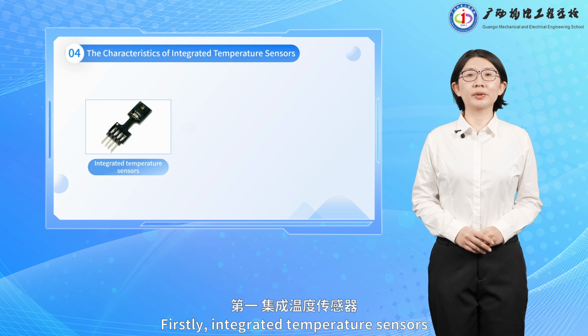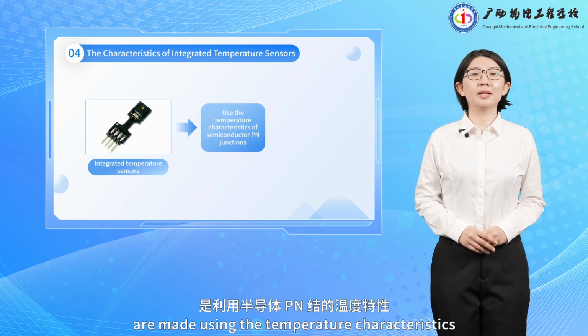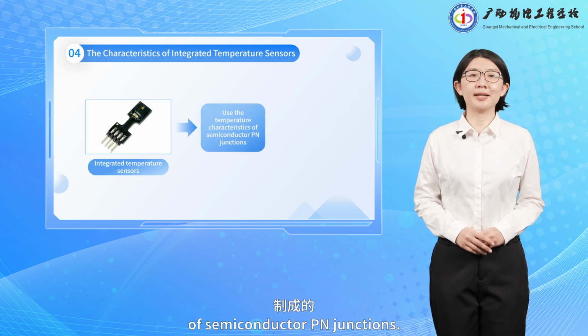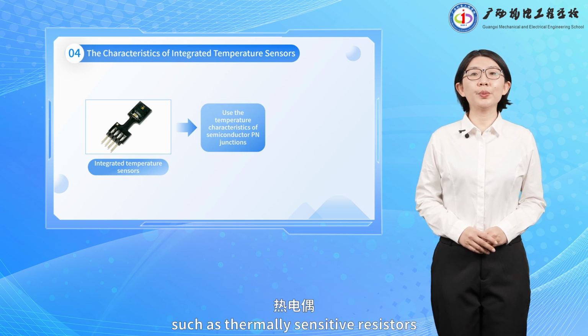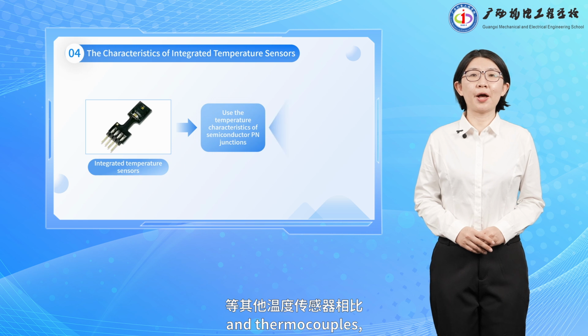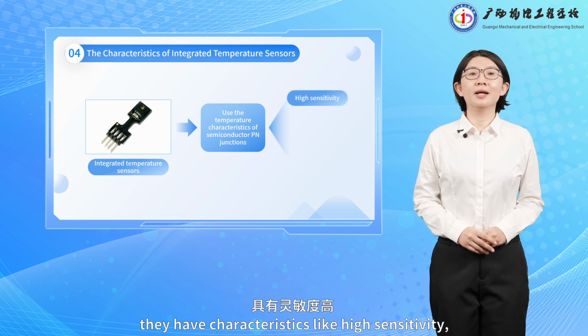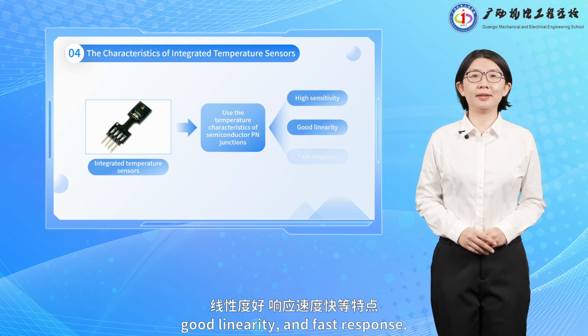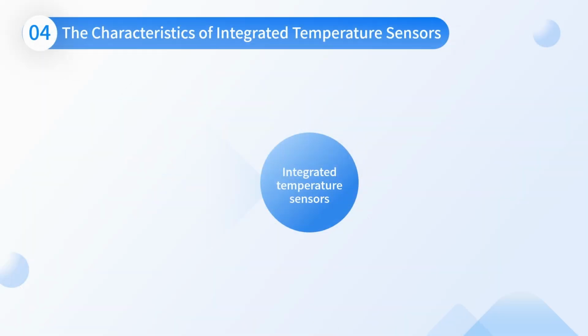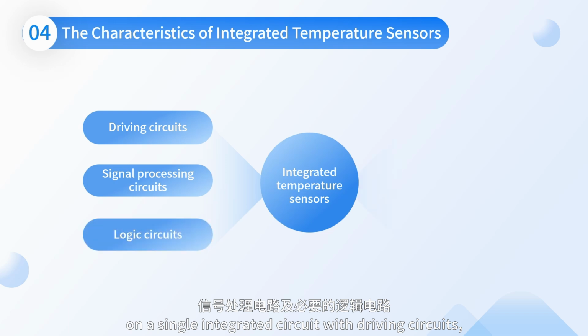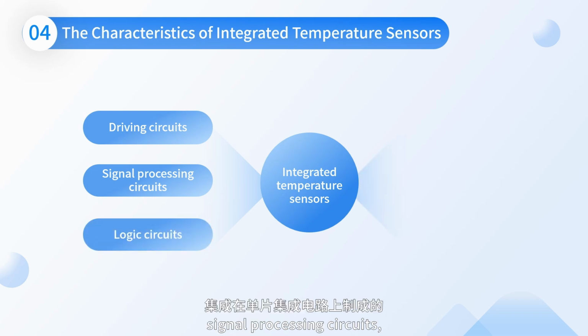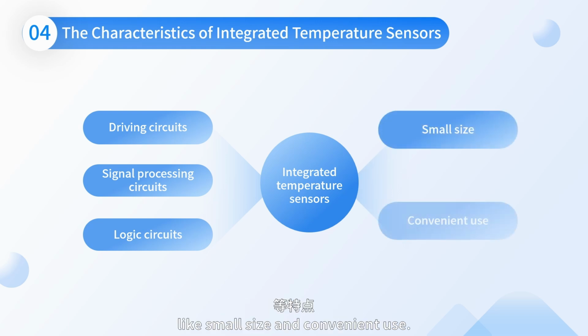Firstly, integrated temperature sensors are made using the temperature characteristics of semiconductor p-n junctions. Compared to other temperature sensors such as thermally sensitive resistors and thermocouples, they have characteristics like high sensitivity, good linearity, and fast response. Additionally, for temperature sensors integrated on a single integrated circuit with driving circuits, signal processing circuits, and necessary logic circuits, they also have features like small size and convenient use.